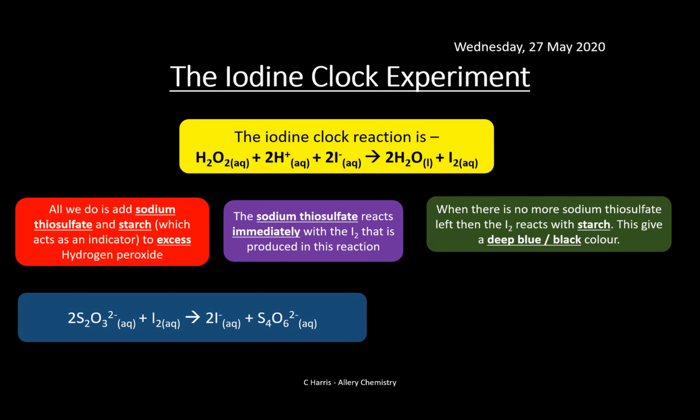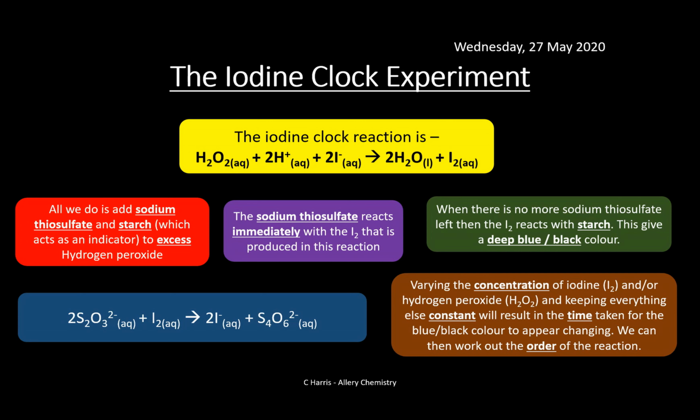Okay, and so what we can do with the variations of this experiment is that if we vary the concentration of iodine and/or hydrogen peroxide and we keep everything else constant, this will result in the time taken for the blue black colour to appear changing. So this will change depending on the concentrations of iodine and obviously peroxide as well. And so what we can then do is work out the order of reaction from that. Okay, and we'll look at orders later on in this video as well.